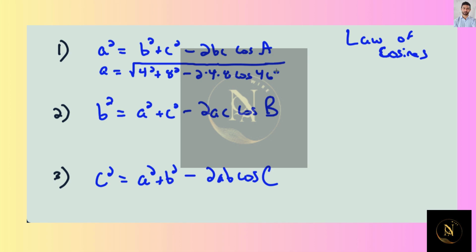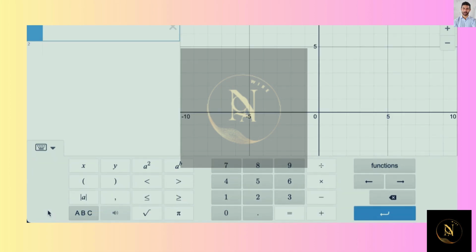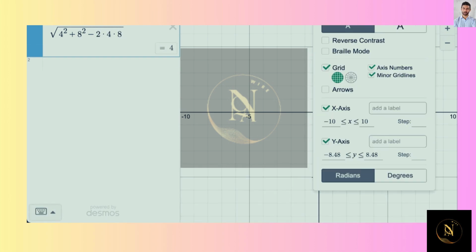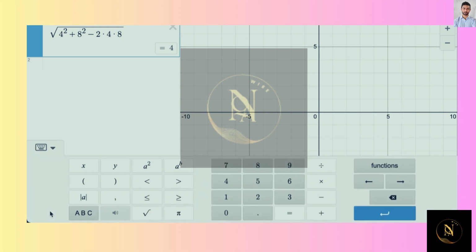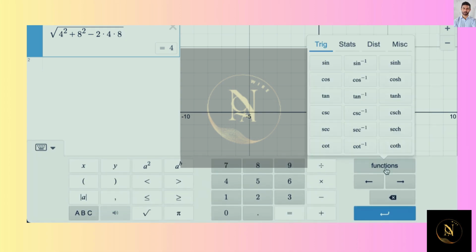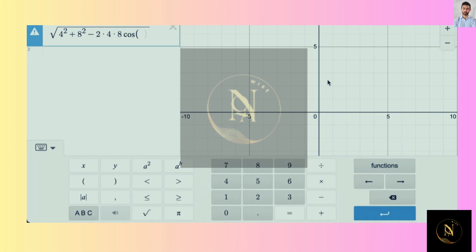I'm going to do this straight into the Desmos calculator. So that, again, would be the square root of 4 squared plus 8 squared minus 2 times 4 times 8 times the cosine, and you need to be in degree mode to do this, of 46 degrees. And you get, to the nearest tenth for side lengths, 6.